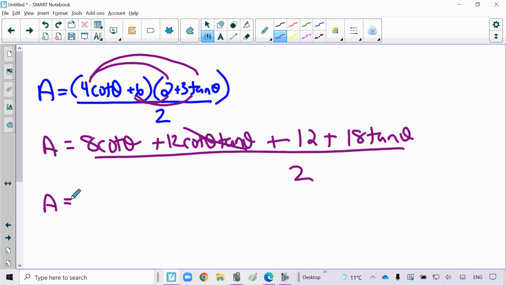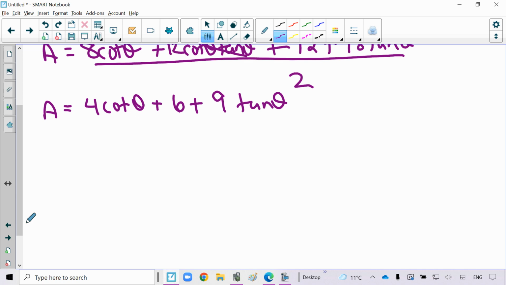Okay, so area: 8 divided by 2 is 4 cotan theta. Plus 12 divided by 2 is 6. Plus 18 divided by 2 is 9 tan theta. Okay, so that will be my area. So what I want to do is take the derivative of that.